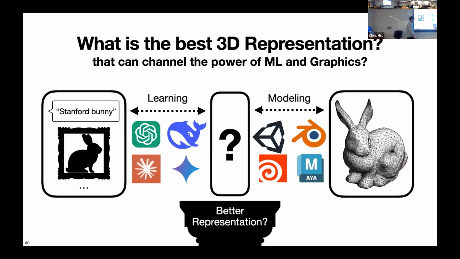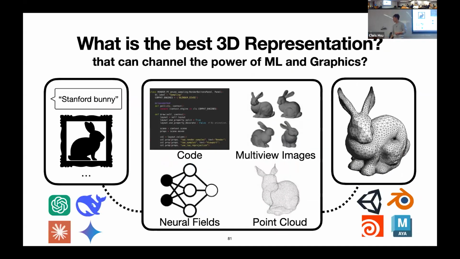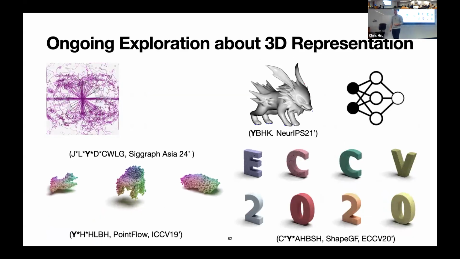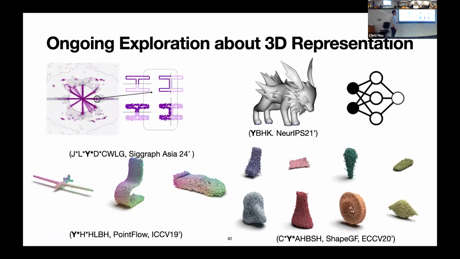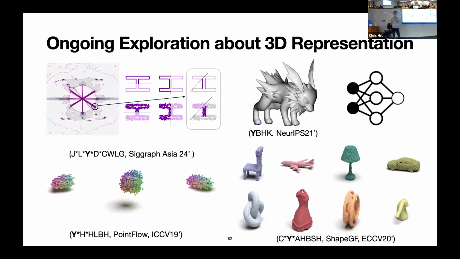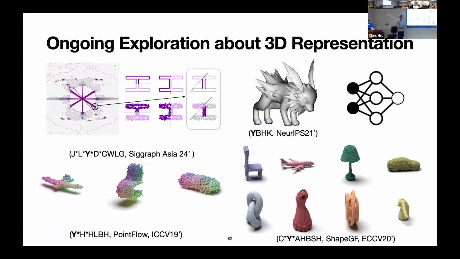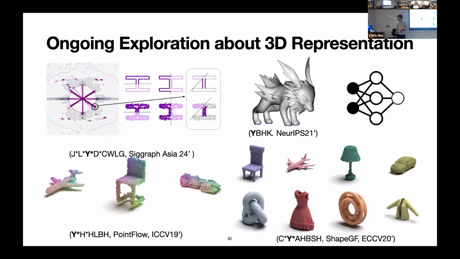Maybe a more fundamental question that I'm interested in answering is, right now I showed you how to use code and image as the bridge to connect to other modalities in 3D. But what is the best representation to achieve and channel the power of machine learning and graphics? There are a lot of other options that people explore in the field, for example, using a neural network as a representation, or using point clouds as a representation. A lot of my PhD and postdoc work has focused on exploring the possibility of different representations. And I believe this is still an ongoing search for the community.